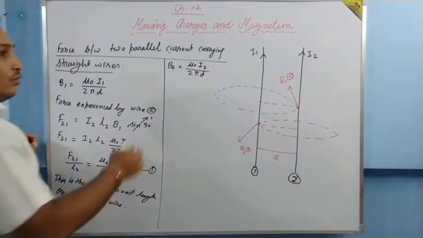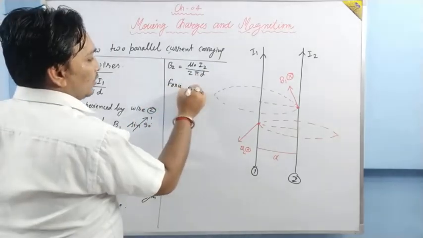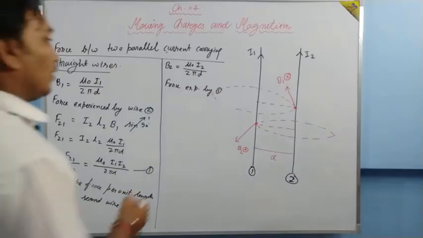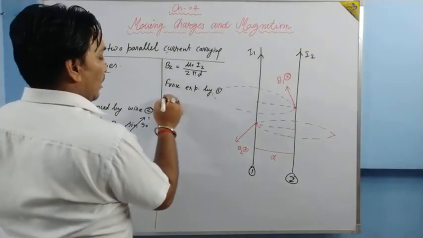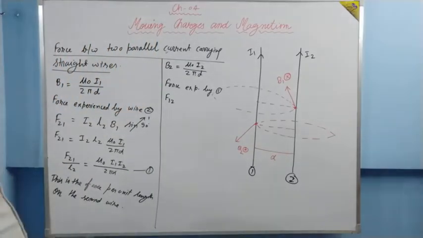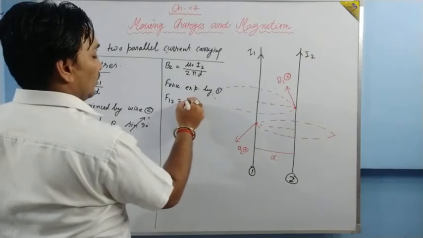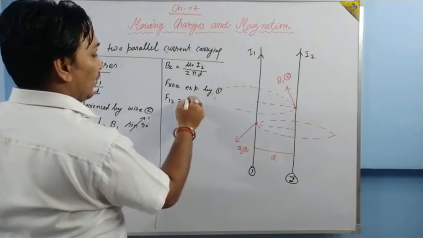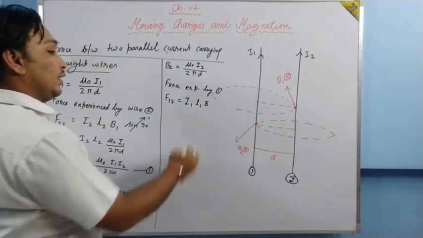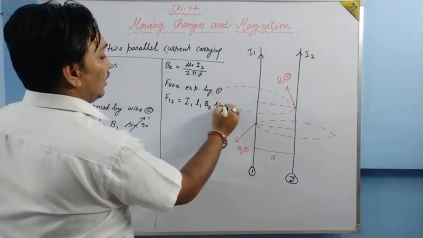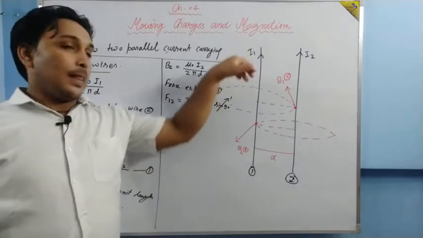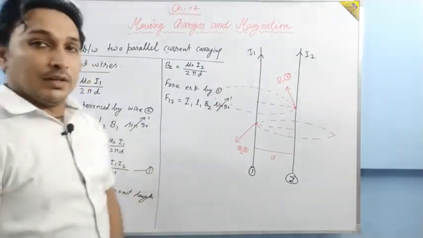Force experienced by wire 1 will be given by F12, force on 1 due to 2. Okay, force on 1 due to 2, and it is given by current. What is current flowing in the wire 1? I1. What is its length? L1. What is the magnetic field acting over it? It is B2. Sine 90 degree. Sine 90 value is 1. Why it is 90 degree? Because current is upward and magnetic field is perpendicular outward. That's why it is 90 degree.